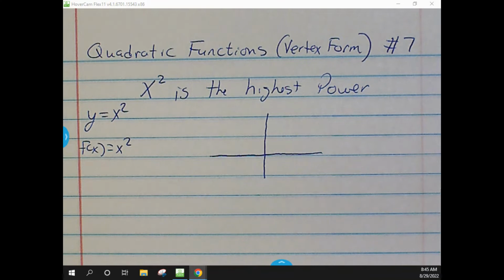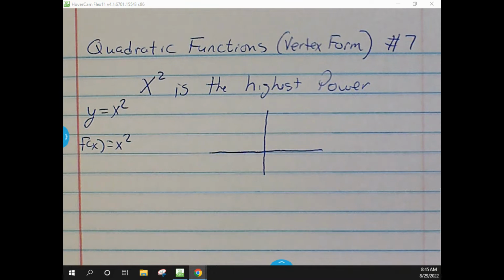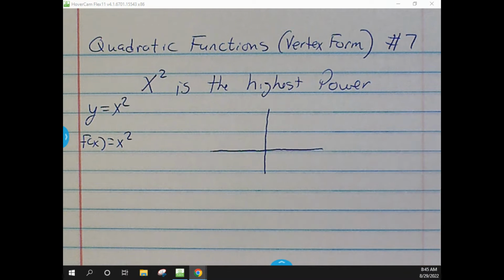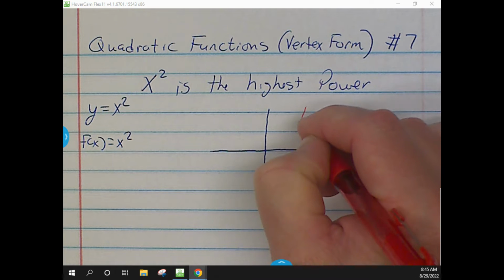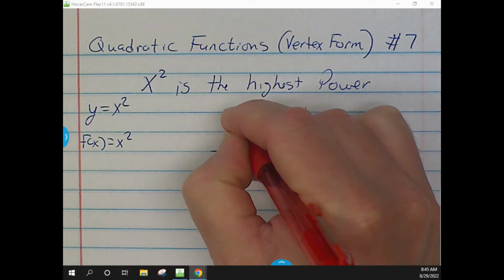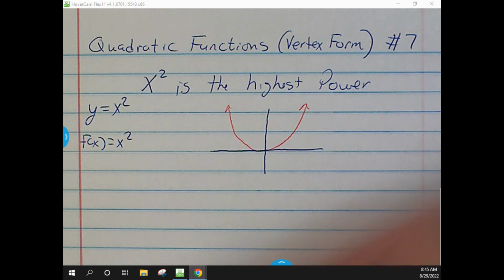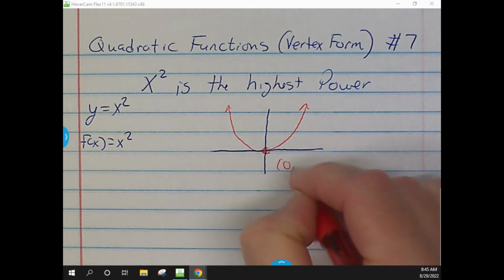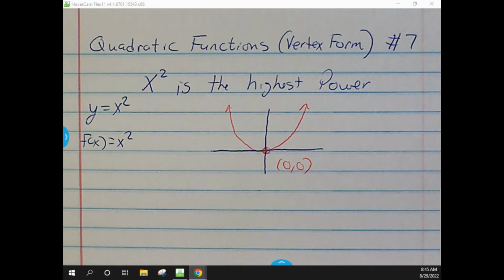again, big difference between quadratics and absolute values was that absolute value was the V-shaped graph where it came straight in and straight out. Quadratics are going to be more of a U-shaped graph. So it's more something like that. Now we're still going to assume that we're going to use 0, 0 as our starting point or a reference point for everything.